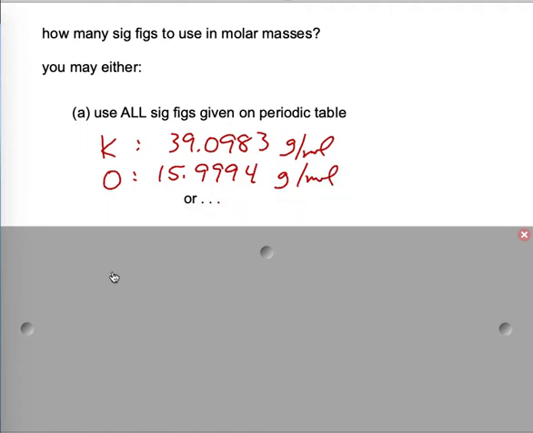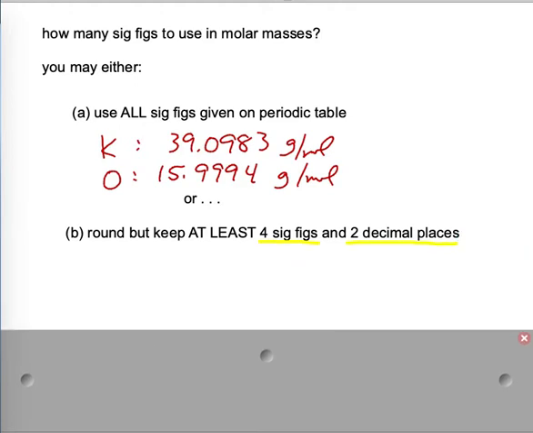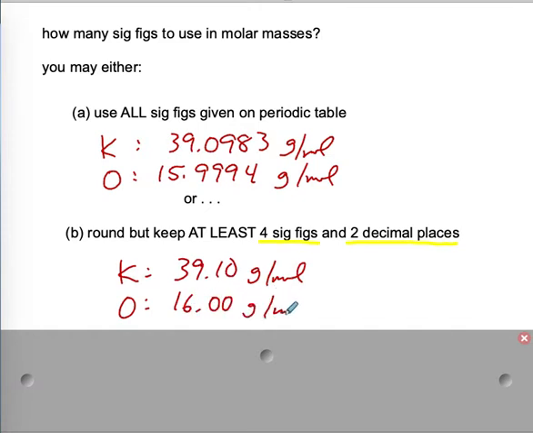Or if you want to round, you can, but always keep at least 4 significant figures and at least 2 digits after the decimal point. In that case, potassium would round to 39.10 grams per mole, and oxygen would round to 16.00 grams per mole. Either of those options is fine.